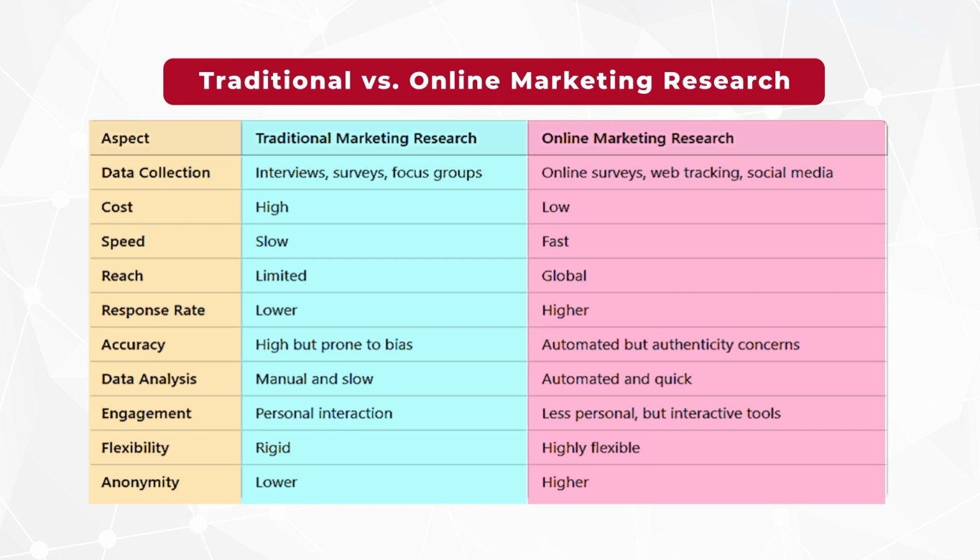The traditional research used manual data analysis, which is comparatively slow, but nowadays we have n number of tools involving artificial intelligence, machine learning, and big data analytics, as a result of which data analysis is automated and on the faster side. So far as personal engagement is concerned, in traditional marketing research personal interaction was very much required, but in online marketing research there is less personal interaction, and we have very many interactive tools, which we are going to discuss in this session for the conduct of online marketing research.